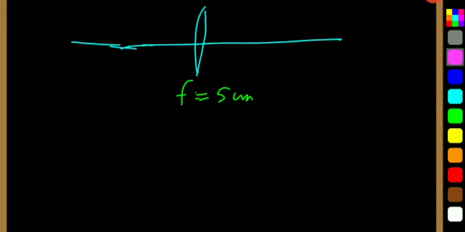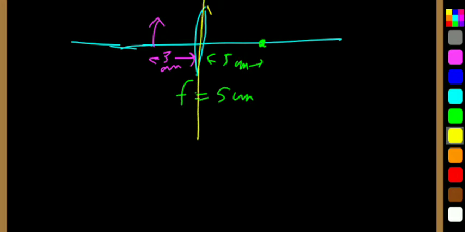Okay, now let's look at the next problem. Now we have the same lens with focal length 5 centimeter, but I am placing the object, let's say, at u is equal to 3 centimeter from the origin. Now what will be the image distance and the nature of the image? We have already shown you that f is at a distance of 5 centimeter. Now let's draw the axis. This is minus x, this is plus x.